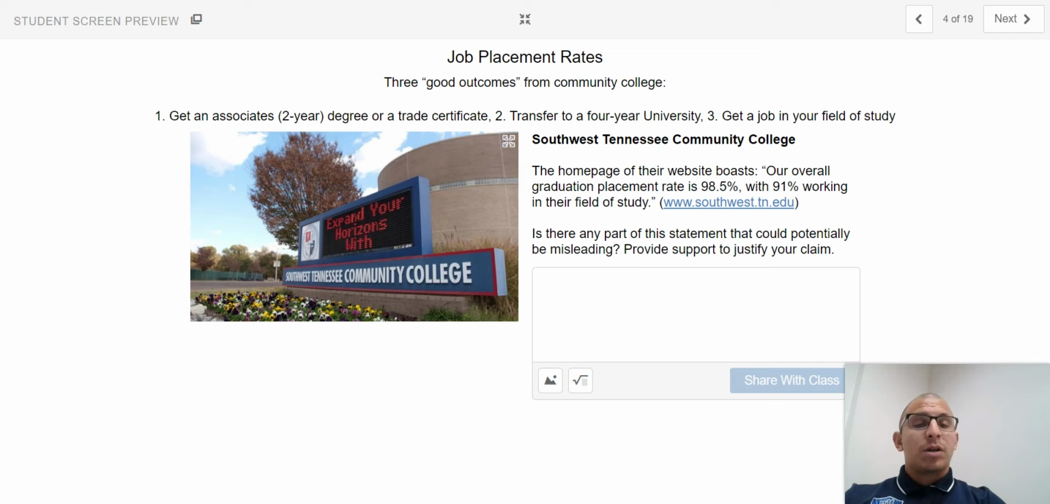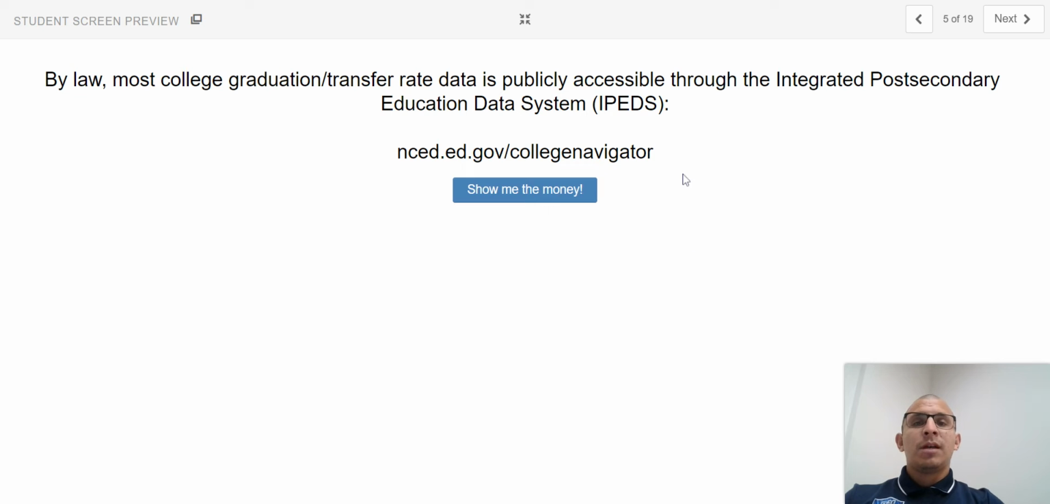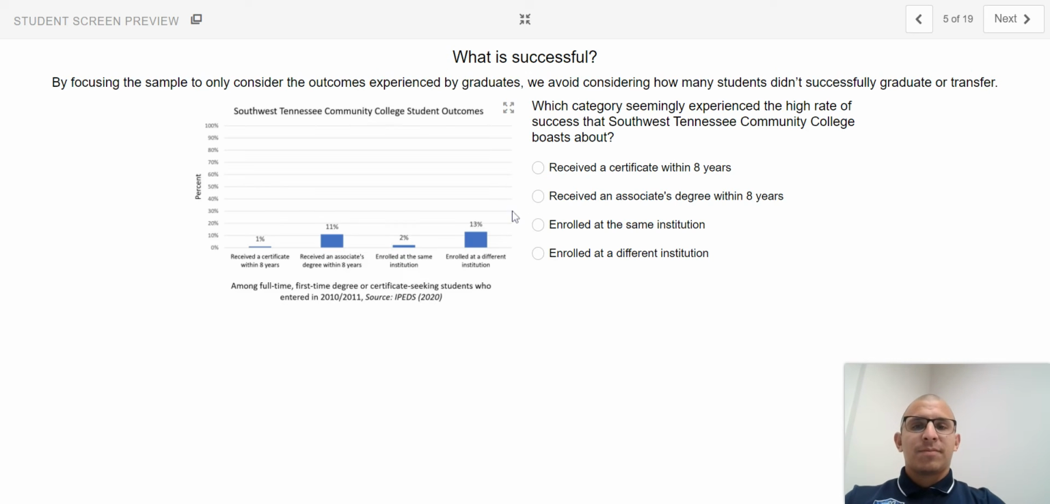Let's establish some dialogue with one another in our class and consider the ways in which this blanket statement could be potentially misleading. Conveniently enough, by law, most college graduation transfer rate data is publicly accessible through the Integrated Postsecondary Education Data System, located here. So let's take a look.